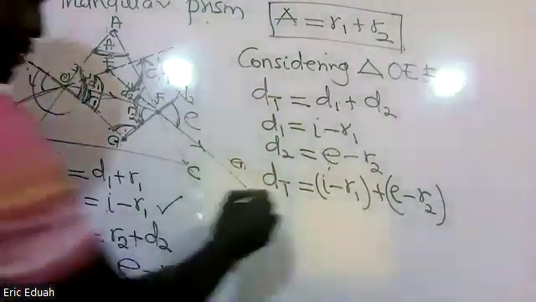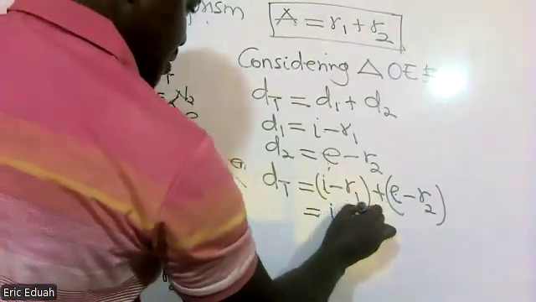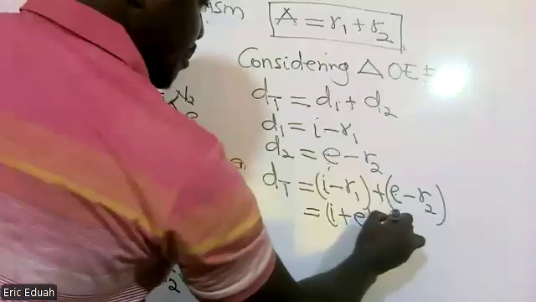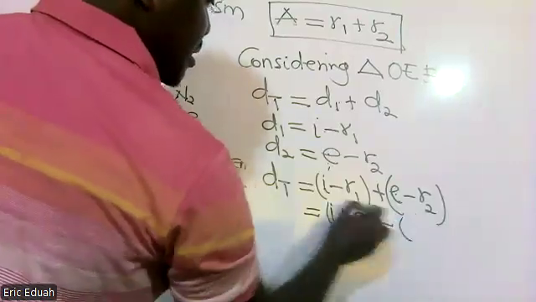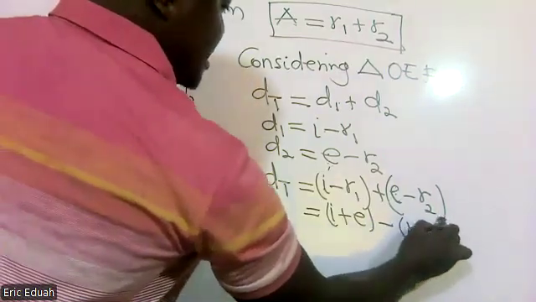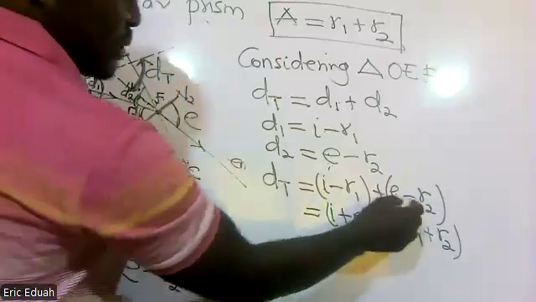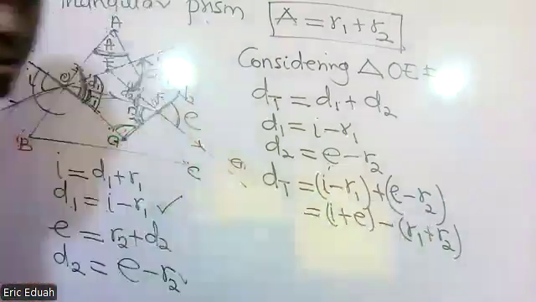We can group like terms. So I plus E minus R1 plus R2. You got this? This is minus.